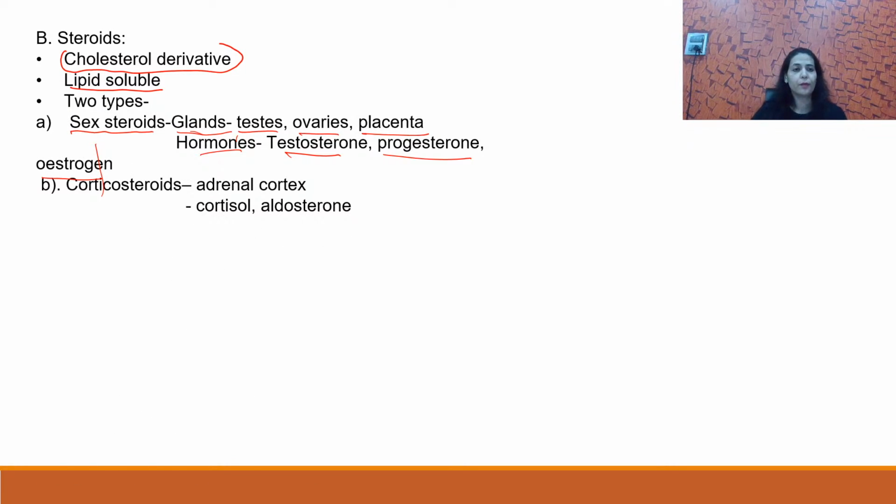The other is corticosteroids, right? Corticosteroids are produced only from the adrenal cortex, and the hormones are cortisol and aldosterone. Once again, we are describing the types of hormones based on their chemical composition. We learned protein hormones. Now we are learning steroid hormones. Steroid hormones are derivatives of cholesterol and they are lipid soluble. These steroid hormones themselves are divided into two.